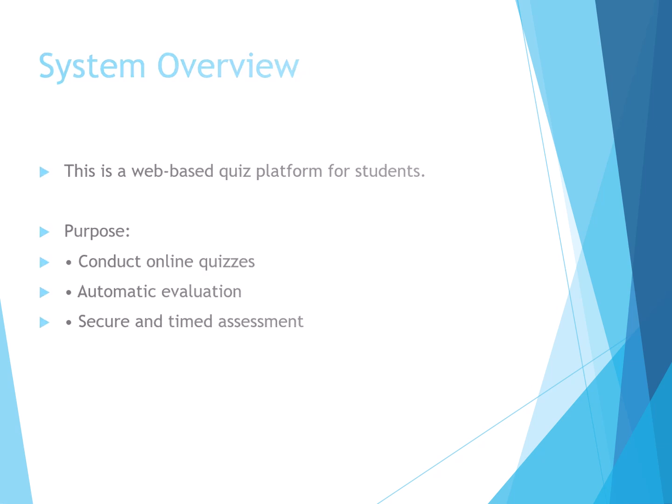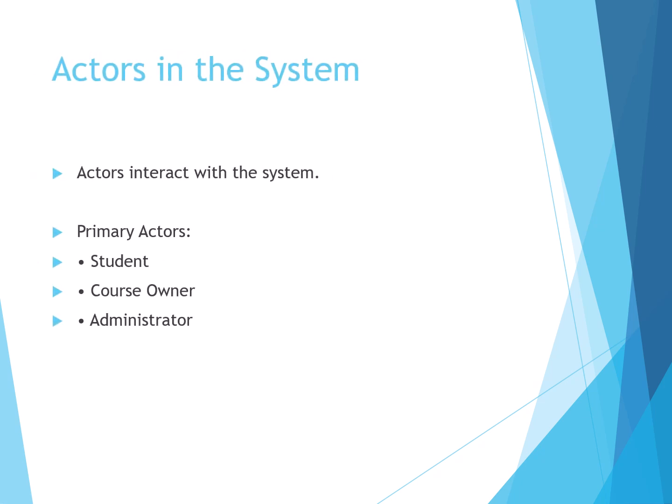So now let's talk about the actors in this system. Actors are people or roles that interact with the system from outside. In this system we have three main actors. What are those three? Student, course owner and administrator. Each actor has different responsibilities and understanding them is the key to drawing a correct use case diagram. Whenever you want to draw a use case diagram, first of all you need to know who the actors are and what their responsibilities are.